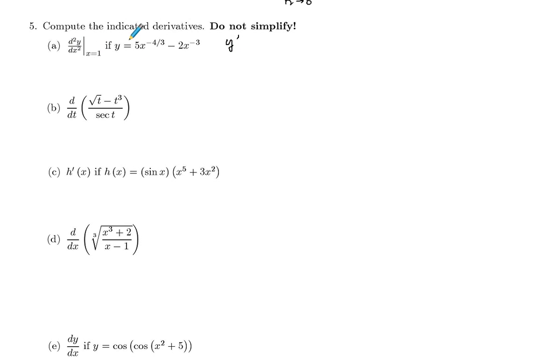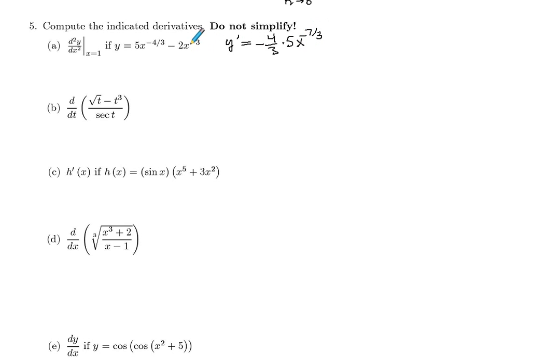Okay, so y prime or dy dx, the first derivative here. This is going to be a couple of power rules here. So negative 4/3 comes down in front times the 5. So negative 4/3 times 5. And then subtract 1 from your exponent. So negative 4/3 minus 1 would be negative 4/3 minus 3/3. That's negative 7/3. And we need an x in there, x to the negative 7/3 power.